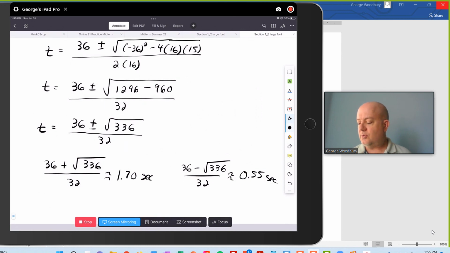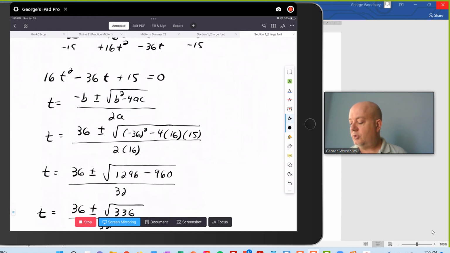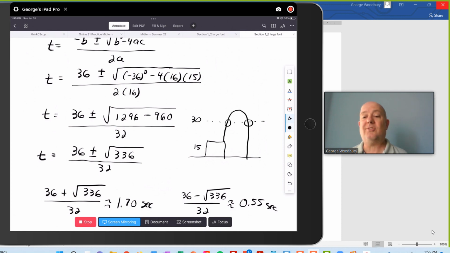So here's the situation. Let's go back and look at it from the top. It was launched from a building that was 15 feet high, and we wanted to know when it was 30 feet high. So a really crude drawing. Here's your building that's 15 feet high. Here's a line in the sky that's 30 feet high, and the projectile is going up and back down, and it actually is going to cross that height at two different times, one on the way up, one on the way down. That's why we have two solutions.